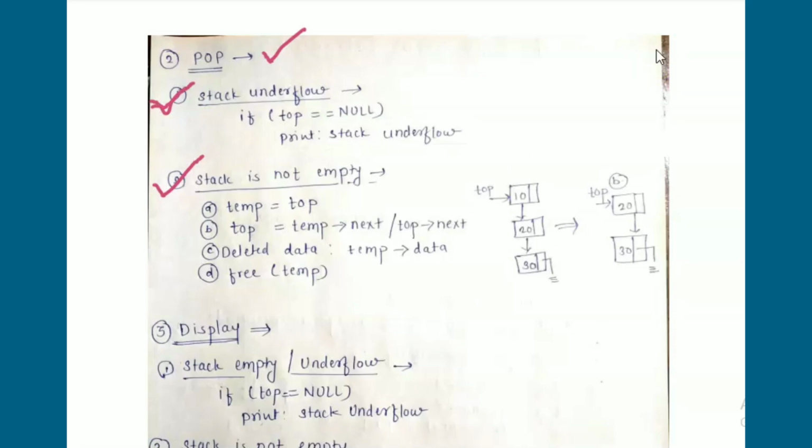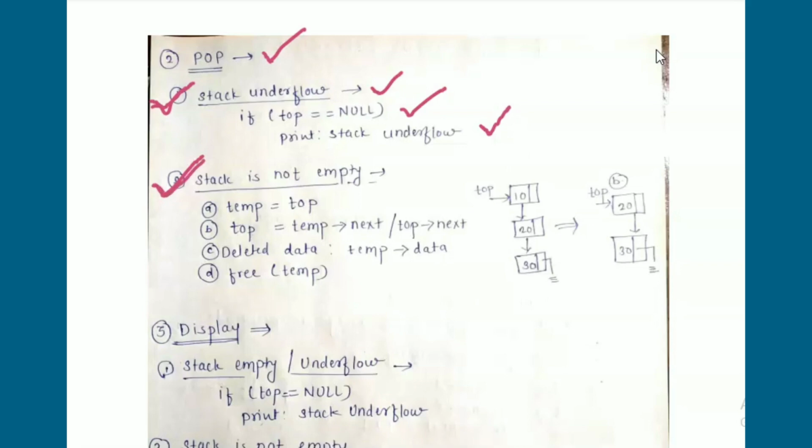The first case is checking for the stack underflow. That means your stack is empty and still you are trying to perform the pop operation. So how do you check whether the stack is empty? If your top is equal to null, you can say your stack is empty and it is not possible for you to delete any data from your stack. That is when the stack underflow condition occurs.